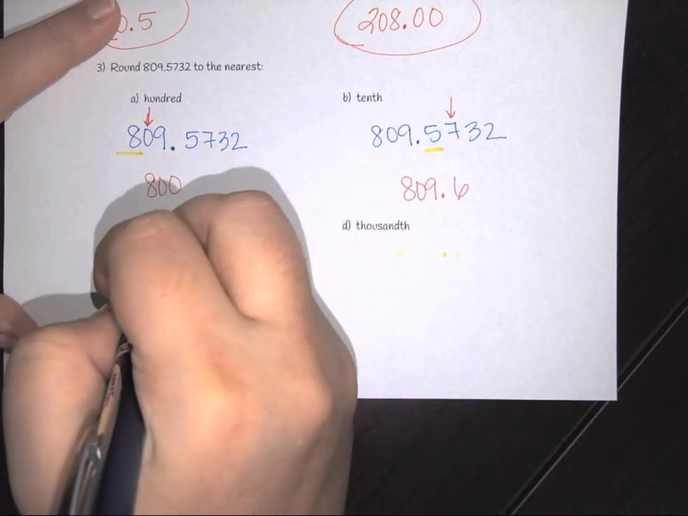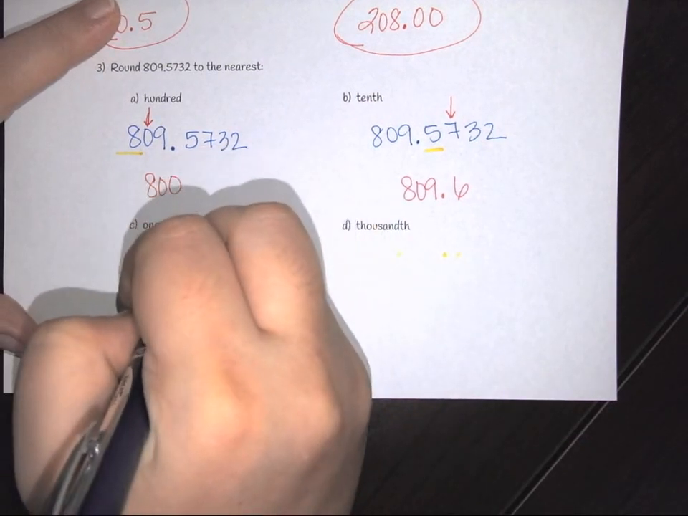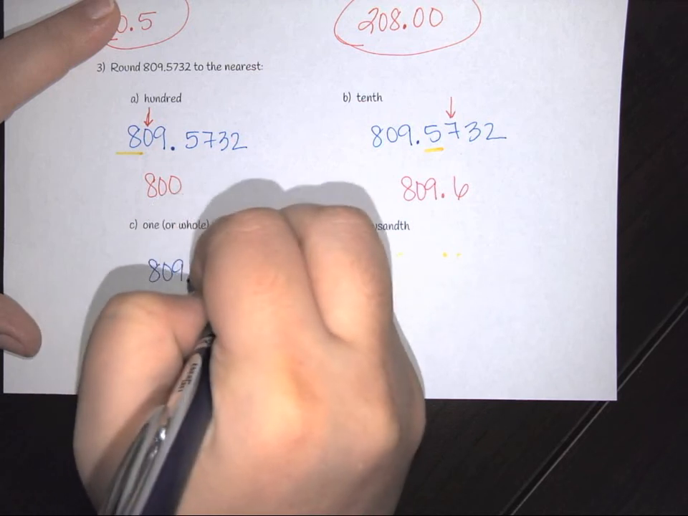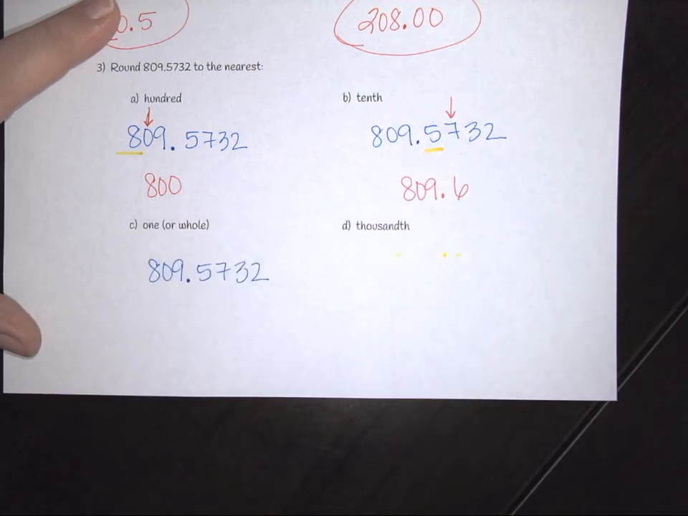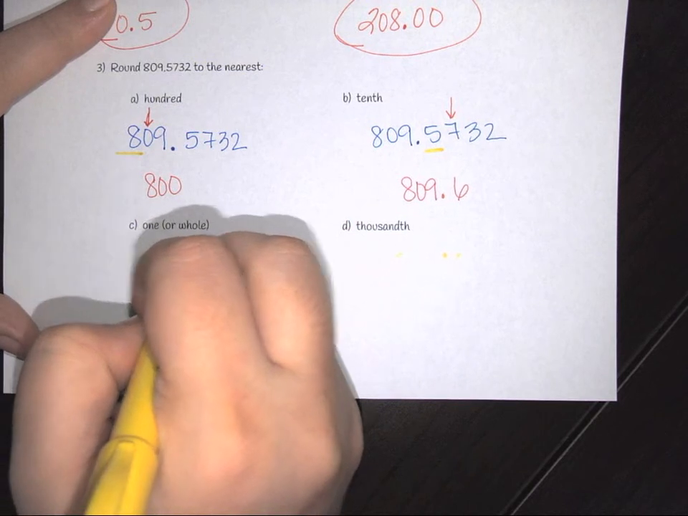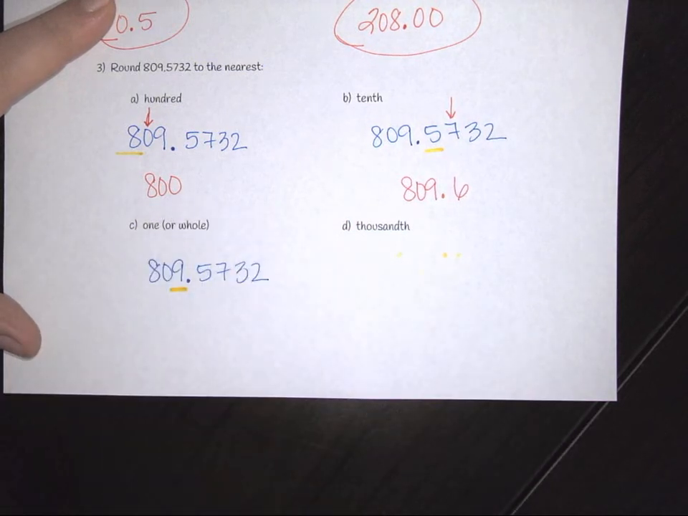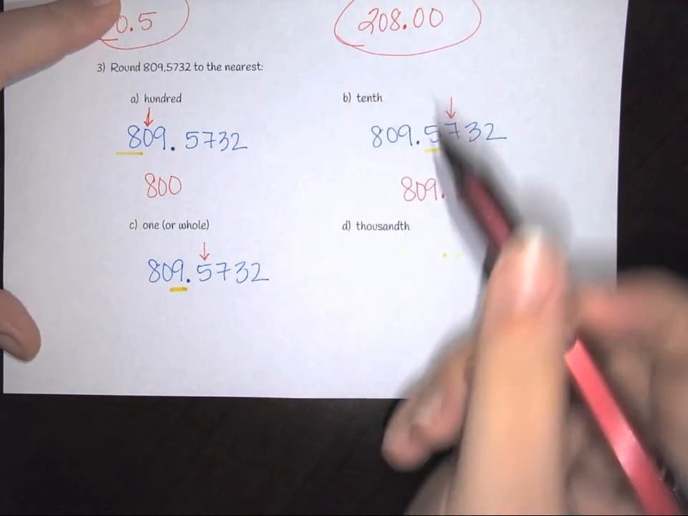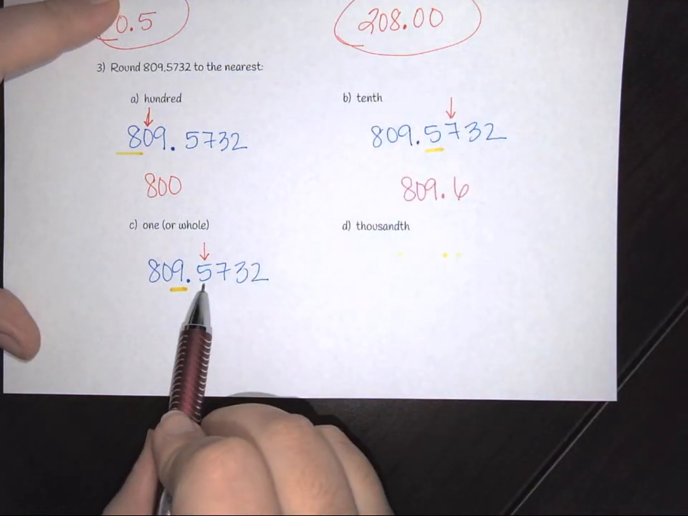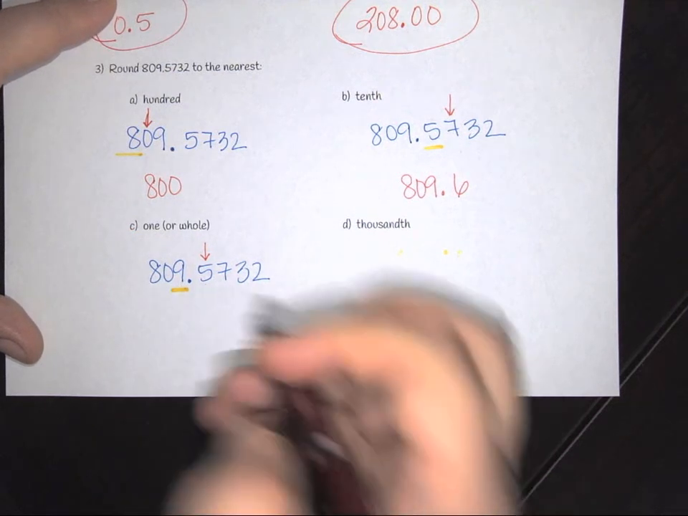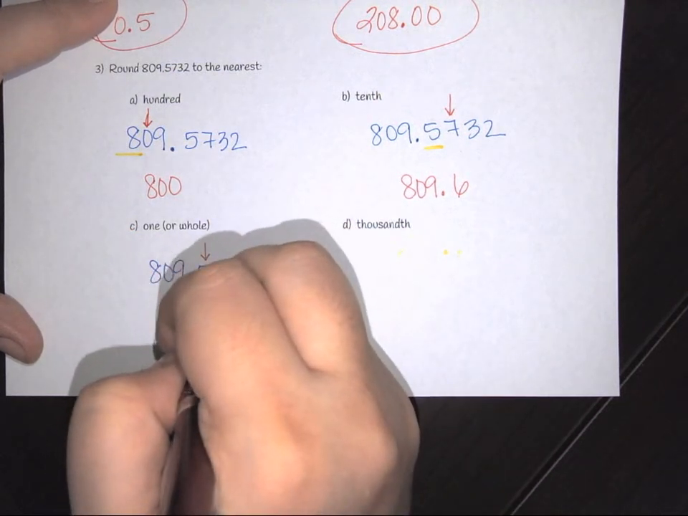So again, we have 809.5732. And here we want to know the 1. So we're looking at this number here. We have to use the number directly to the right in order to do that. Since this is a 5, it means we round up. So 9 is going to round to 10, making this 810.